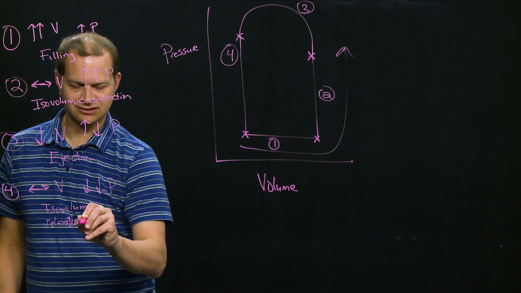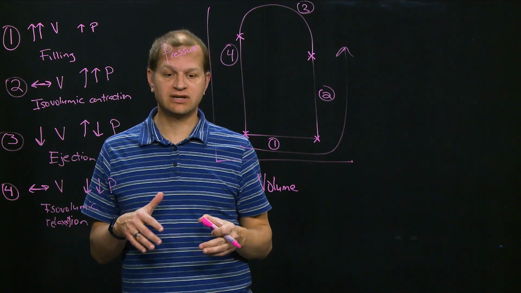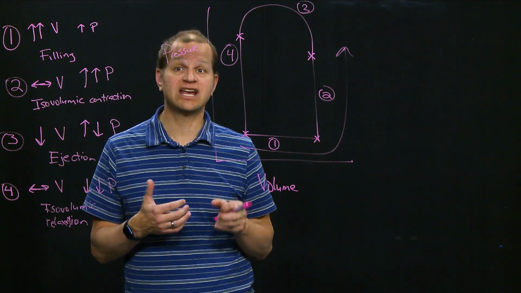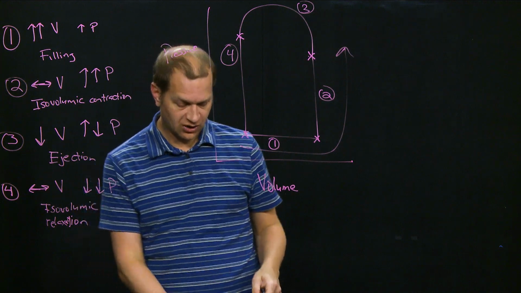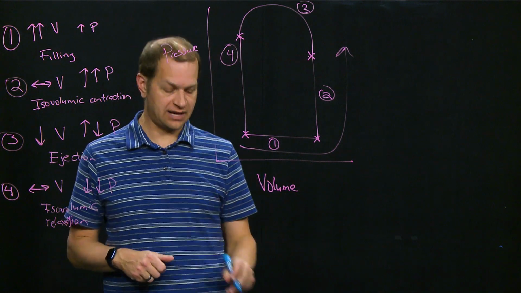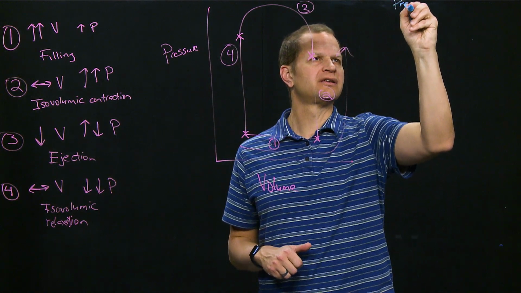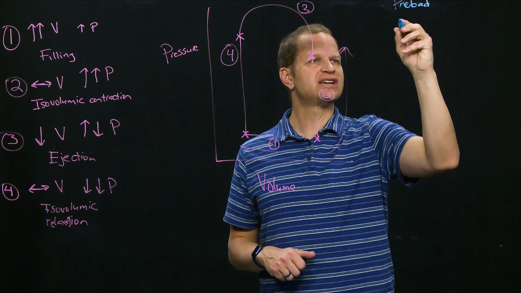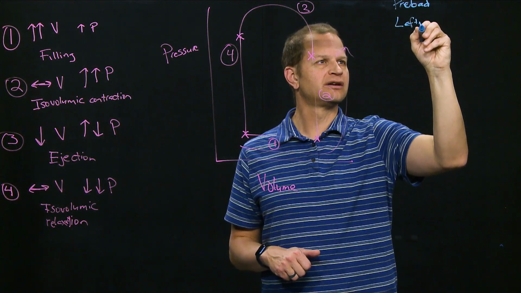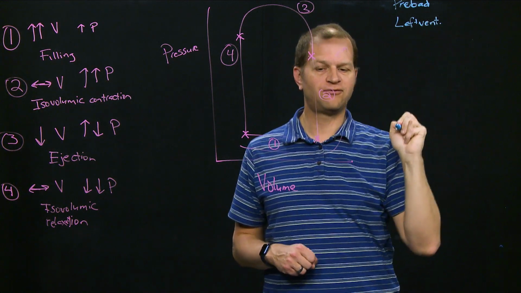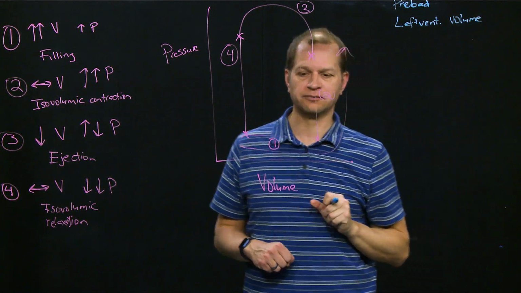I can spell relaxation. Okay, but we can change what's going on during each of these phases, or we can change these pressures. And this has to do with preload and with afterload. And so I'm going to talk about preload first, and I'm going to highlight it with blue. So remember, preload is just left ventricular volume. Okay, it's the pressure in the ventricle before contraction. Okay, and that is equivalent to left ventricular volume.